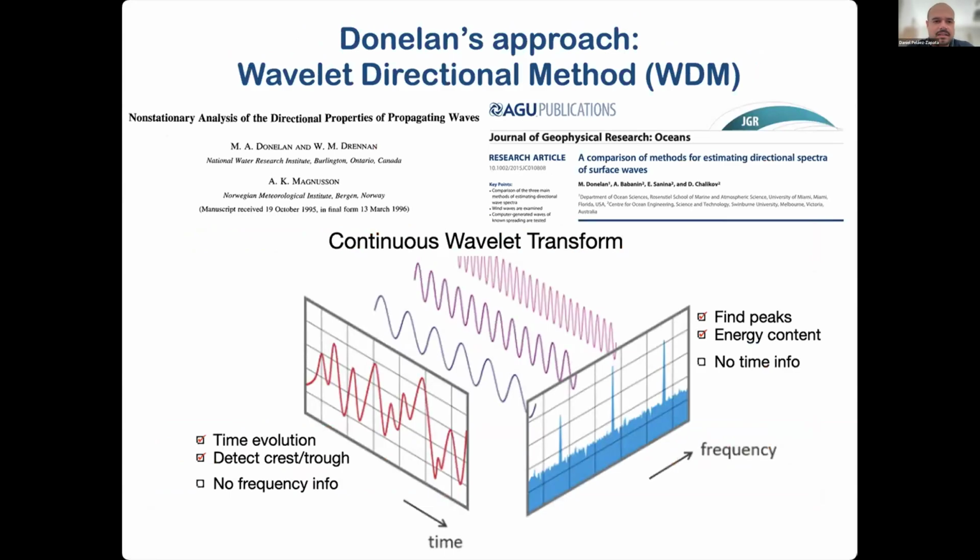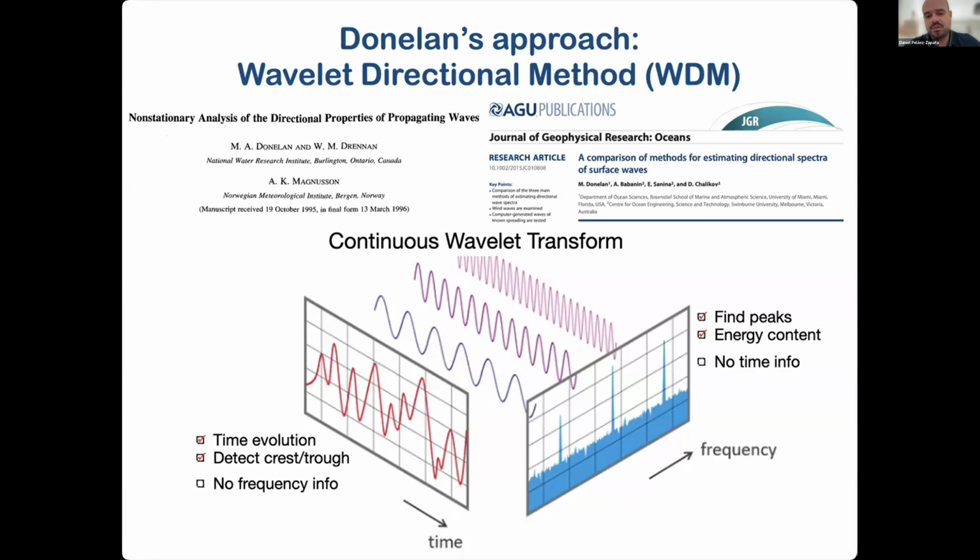So Mark Donnelan and colleagues in 1996 came up with a different approach. Instead of using the Fourier transform, they proposed using a wavelet transform. When you have information in time, you can see the time evolution of your recording. You can detect the crest and the trough. You can preserve the extremes. However, you don't have information in frequency.